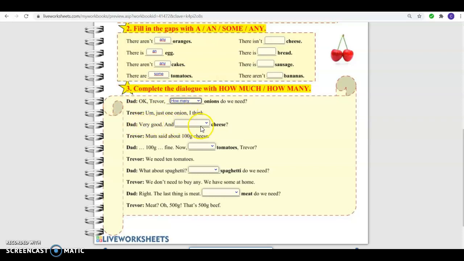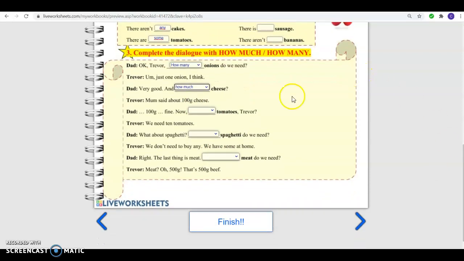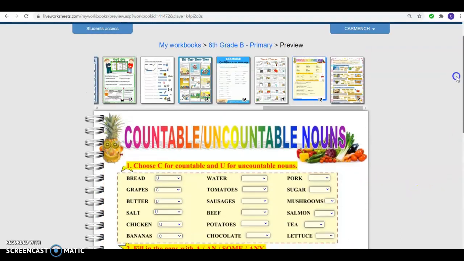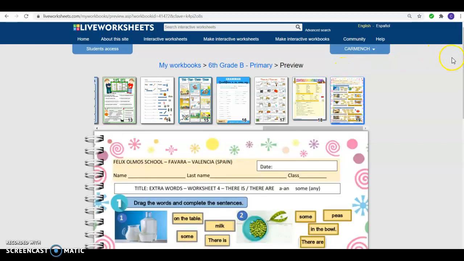Very good. And here we have cheese, el queso. It is how much, porque el queso es uncountable. And you complete the next, right? The next blanks, please. As soon as you finish, remember that you have to click on finish, right? Okay, good. And then we have the next practice.